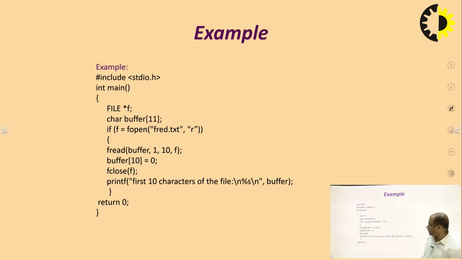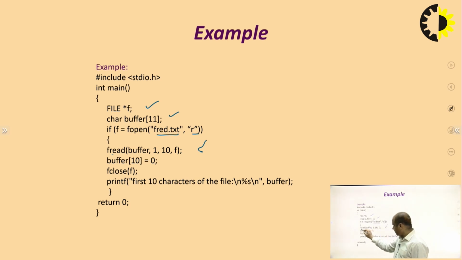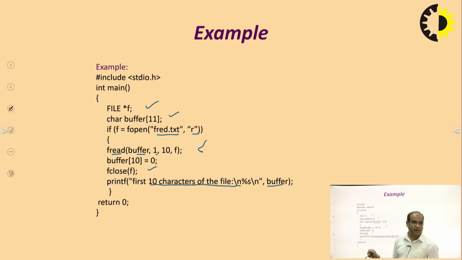So we are using again a file pointer, and a character buffer of size, we are using an array of character type having 11 elements. Next, if file pointer equal to fopen of that file in read mode, in that case fread buffer, 1, 10 and fp. If buffer 10 value equals 0, then the file is closed. The first 10 characters of the file will be read into the buffer.